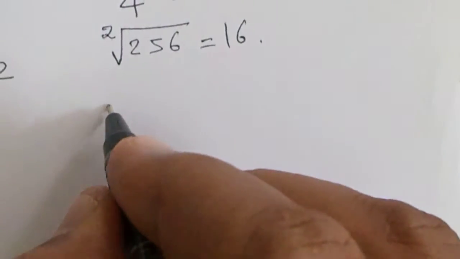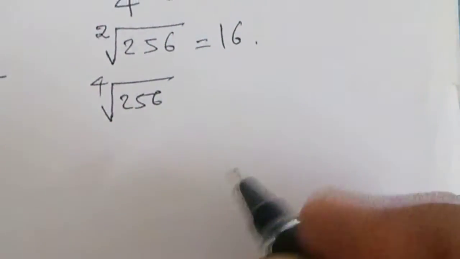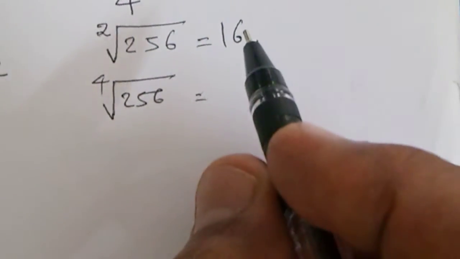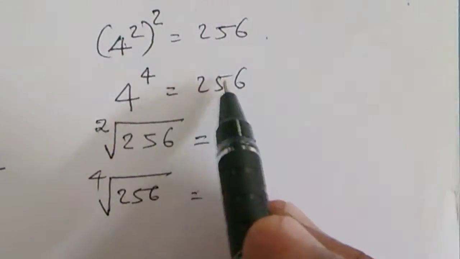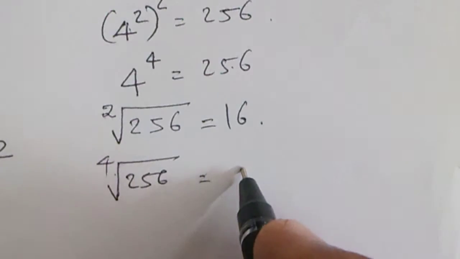Now can you tell me what is the 4th root of 256? 4 power 4 is 256, isn't it? So what is the 4th root? That's going to get you 4.